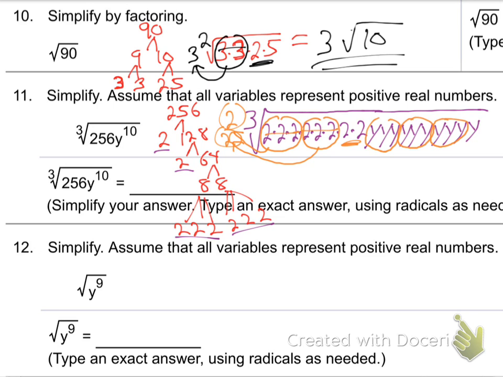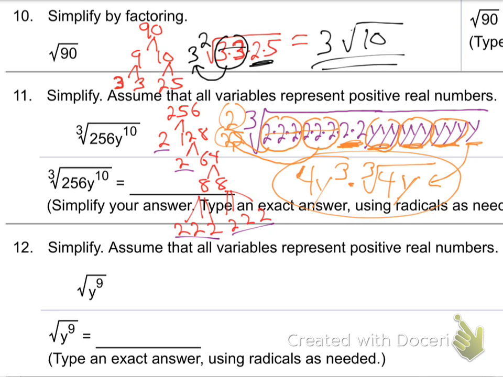So we're going to get 2 times 2, 4 on the outside, y cubed, 1 from each of these groups, and then the cube root of what's left over inside. 2 times 2, 4, and a single y. That's a single y right there. So there's the answer. 4y cubed times the cube root of 4y.